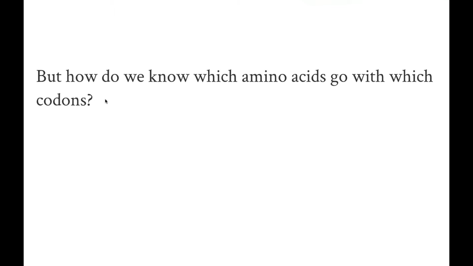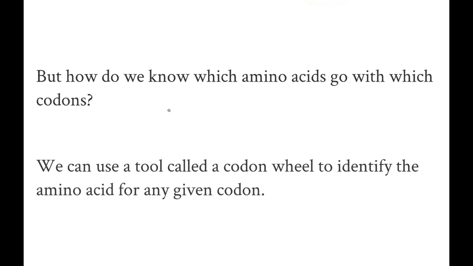Now, what we're going to do now, which is pretty interesting, and I'm going to show you how to do this in a second video, I'm just going to give you a quick introduction to it in this video. How do we know which amino acids go with which codons? Since every codon pairs up with an amino acid specifically, we can chart these out and actually read our DNA ourselves, which is what we're going to do. We're going to use a tool called a codon wheel to identify what amino acids go to what codons.